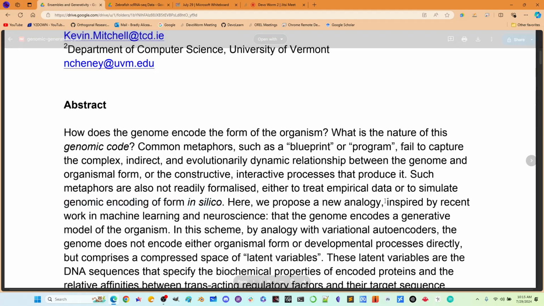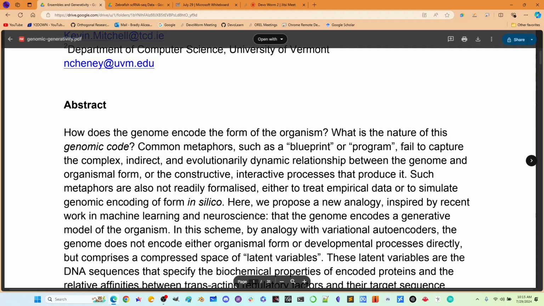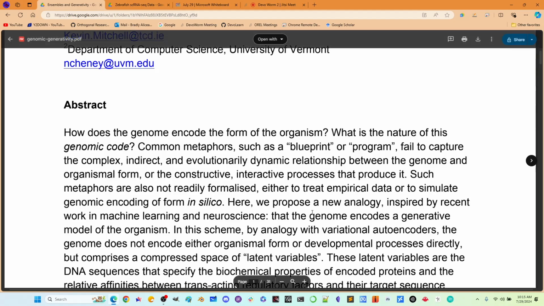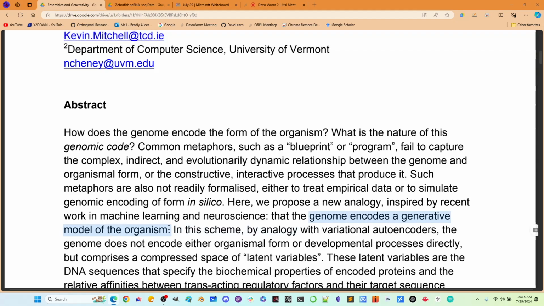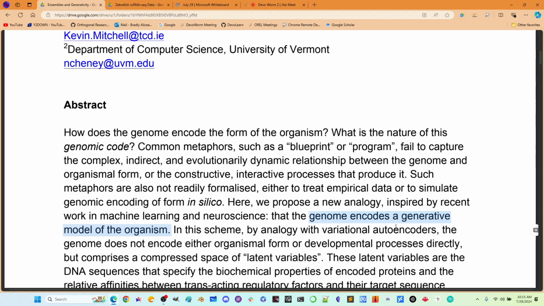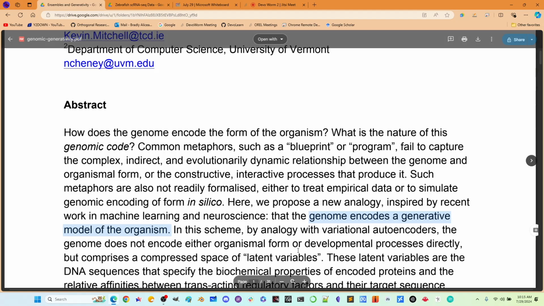Here we propose a new analogy inspired by recent work in machine learning and neuroscience, and that is that the genome encodes a generative model of the organism. So this is where you have the genome encoding a generative model of the organism. It basically is encoding all these different possibilities, and then the developmental process selects from those different models or different instantiations of what's possible.